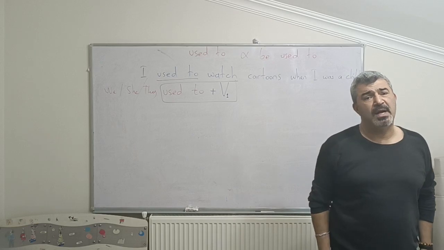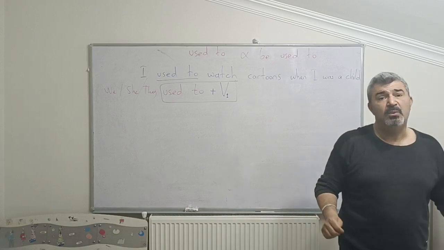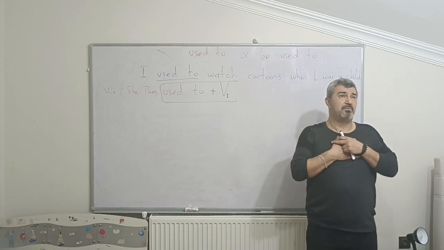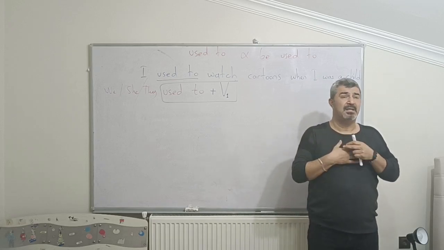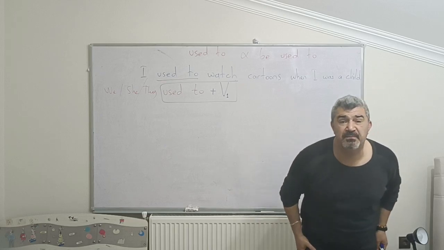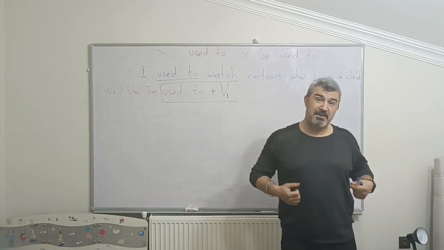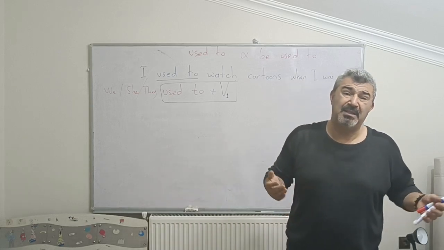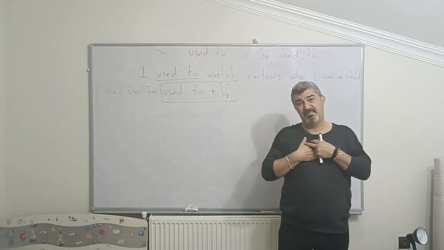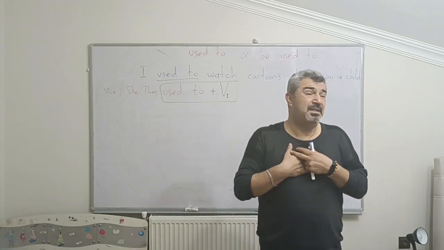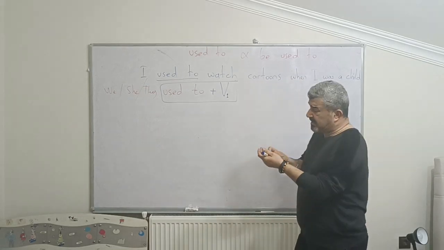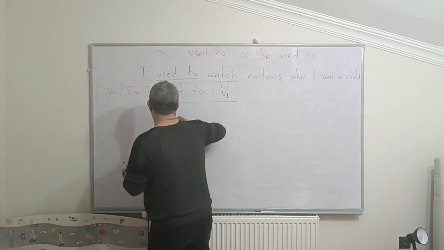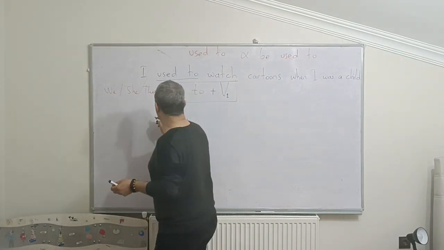I used to run very fast when I was 5. When I was 5, I used to run very fast means now I can't run very fast. When I was 5, I was athletic. So I was doing sport, but now I am older. I can't run very fast. You can say that I used to, or my sister. I always write I. Let me change.